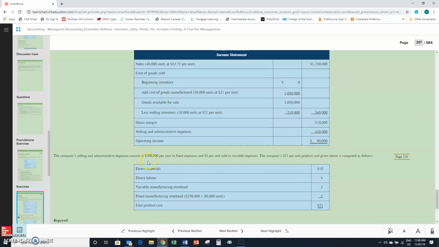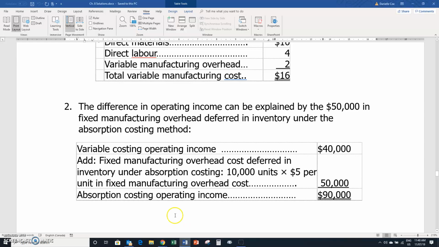So that's it for that question. Just remember, always do these the same. Start off with your variable costing. You either add or subtract if overhead costs were deferred or released, and you end up with your absorption costing.